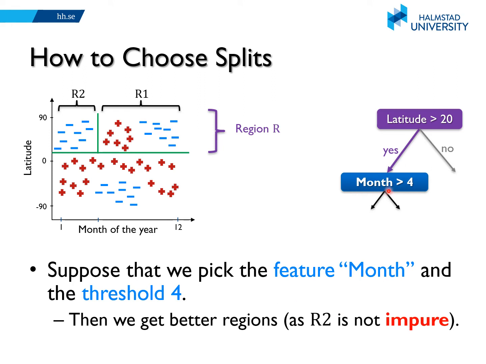Now, if we try to ask a question based on the feature month and the threshold 4, so we are asking, is the month larger than 4? So this corresponds to this split. So this gives us those two regions, R1 and R2, and this seems to be a good choice, because at least the region R2 in this case is not impure. Because that's what we want to do. We want to minimize the impurity in the subregions that we get.